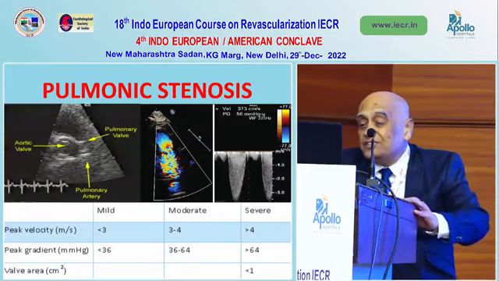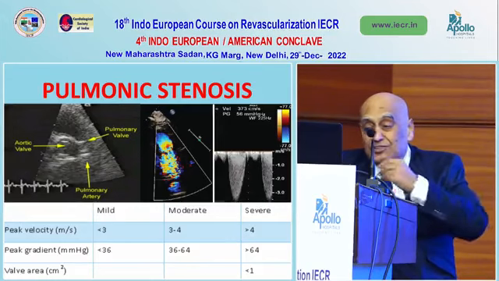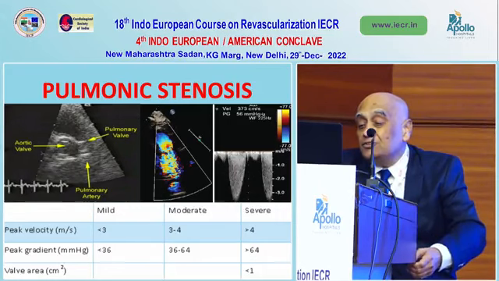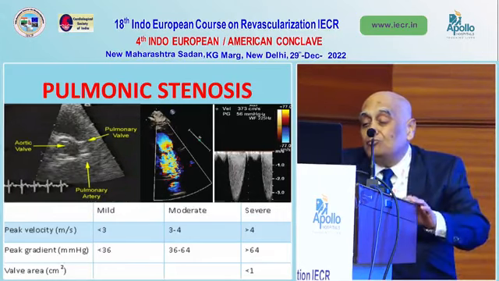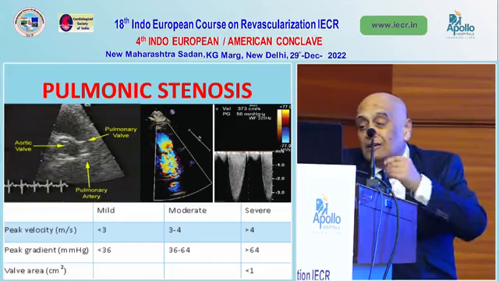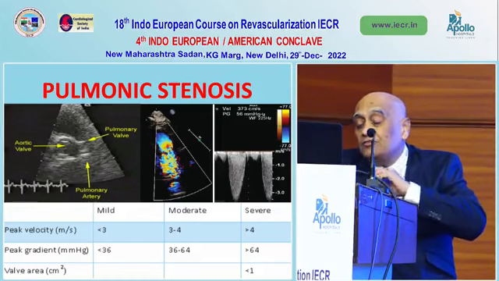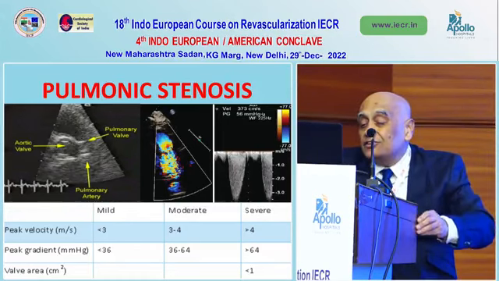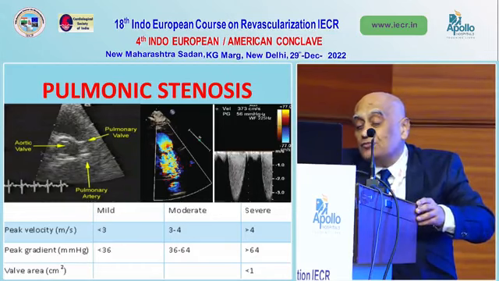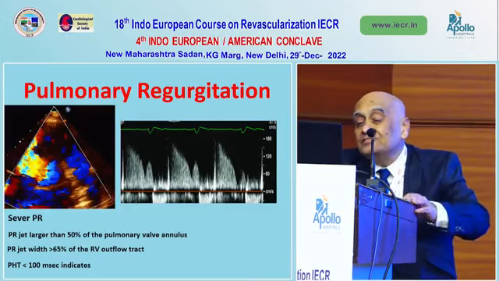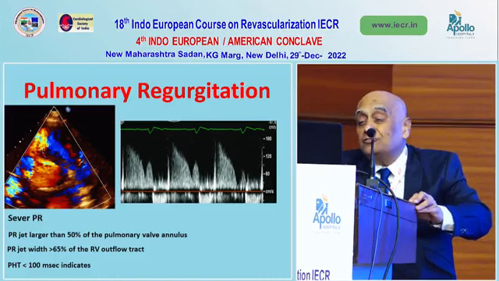Now you come to PS. For PS, it is simple: if you get a peak velocity of less than 3 meters per second it is mild, 3 to 4 meters per second is moderate, and more than 4 meters per second is severe. Then you have the peak gradient of less than 36, 36 to 64, and more than 64. And a valve area, if you are able to calculate by continuity, of less than 1, is also severe PS.